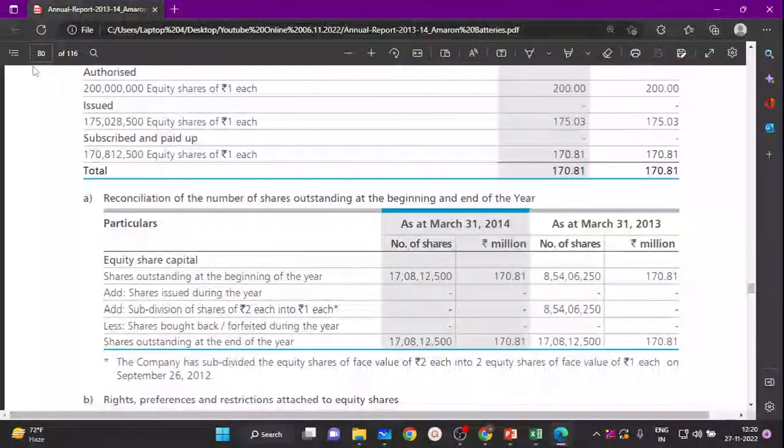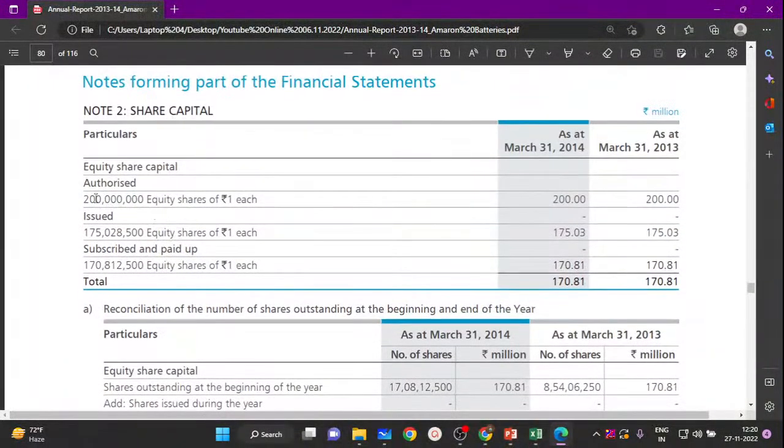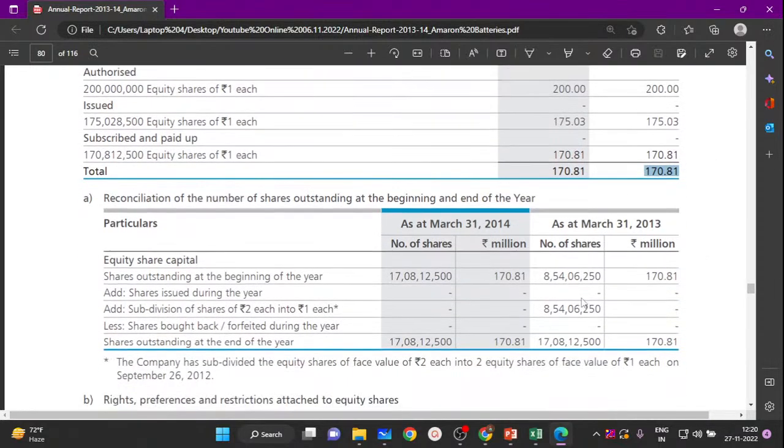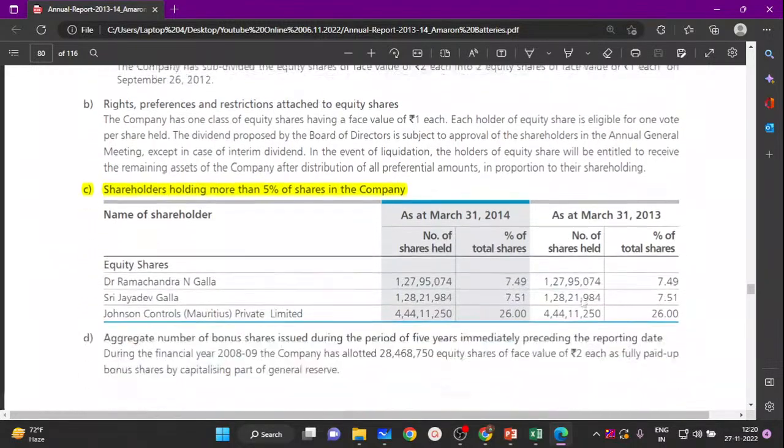First, I will show you, friends. You see here also this authorized capital, this 200, which we taught here, that this is the authorized capital, this is issued capital, this is subscribed capital. So subscribed and paid up capital. So whatever was subscribed, and this is the paid up capital. So this is the actual amount which will be reflecting in the balance sheet of the company.